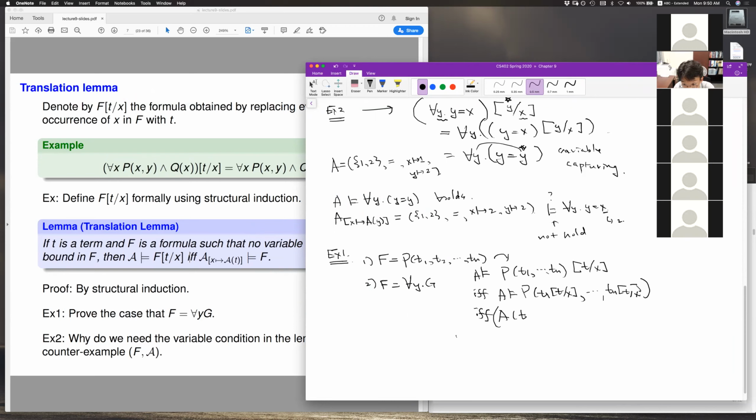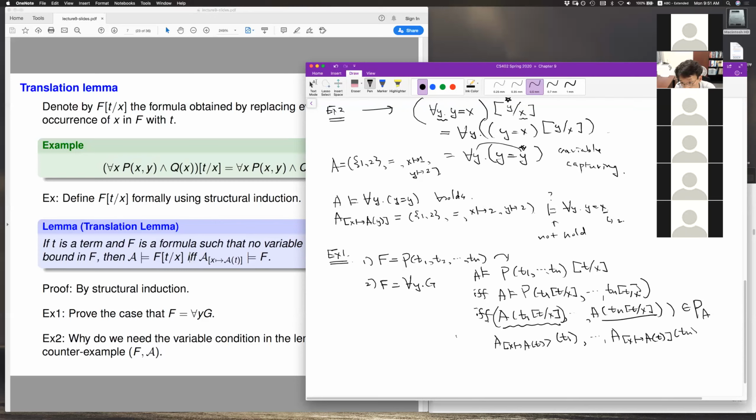Okay, so A of T1 ... A of Tn. If these belong to P, the meaning of the predicate under A, so that's by the definition of this semantics. But now we can use the translation lemma for the terms. According to the translation lemma for the terms, this is exactly the same as A, where X means A of T, and T1. In this way, same as A of T, Tn.